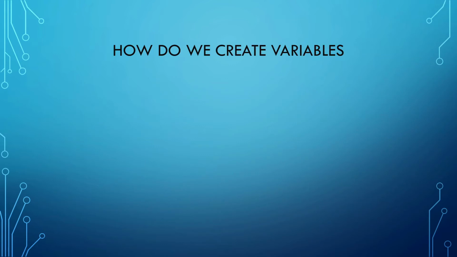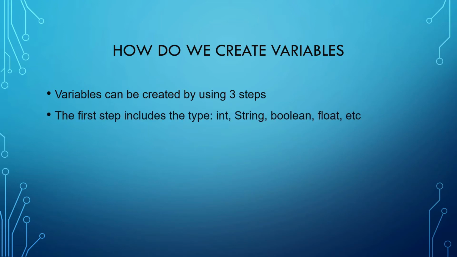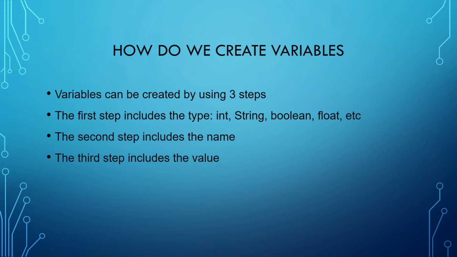So how do we create variables? Variables can be created by using 3 steps. The first step includes the type, which is int, string, boolean, or float. The second step includes the name, and the third step includes the value.